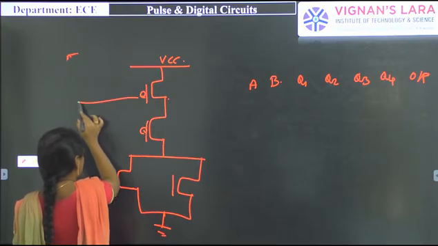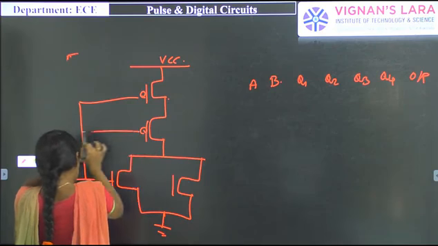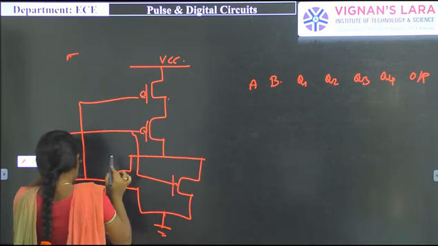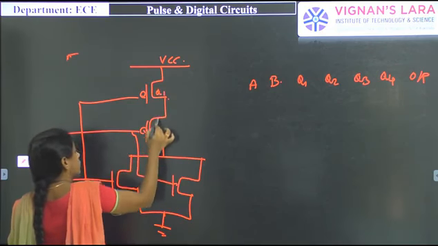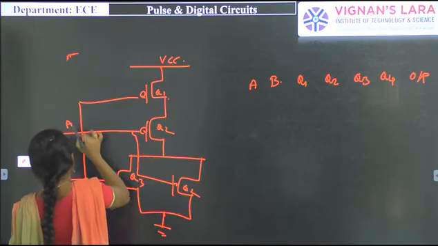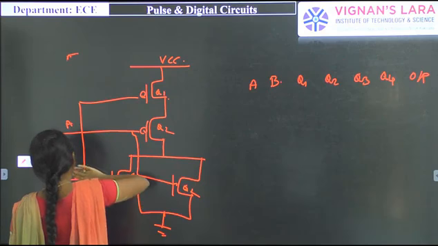Both the A inputs will be connected with each other and the B inputs will be connected with each other like this. Here it can be represented with Q1, Q2, Q3 and Q4. So this one is A and B. Sorry, this one is A and B.